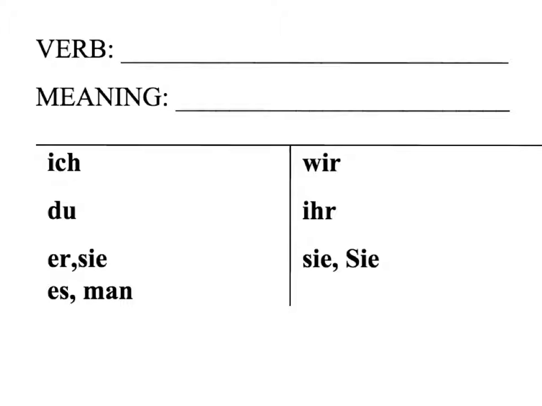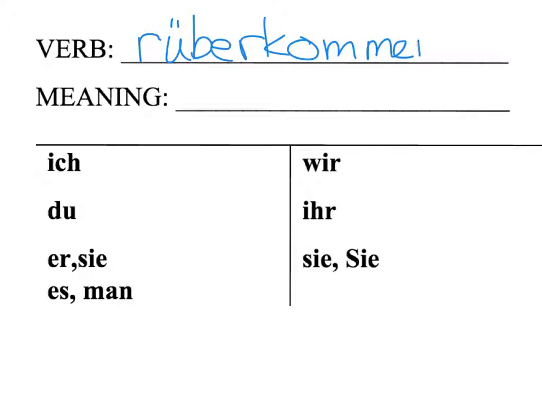Next one. Rüberkommen. What does rüberkommen mean? To come over. Where does it separate? Good. Yep. So kommen is the verb you conjugate. The rüber goes to the end. Is that regular or irregular? It's regular. Nice, normal. Okay.